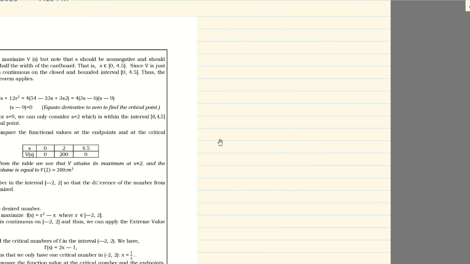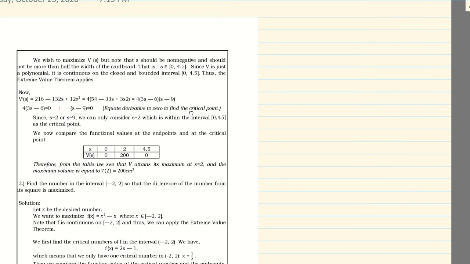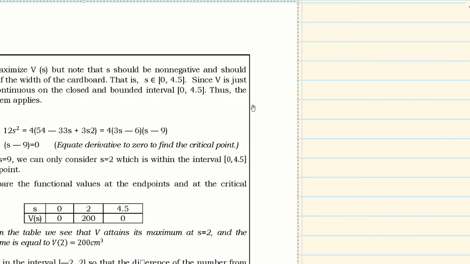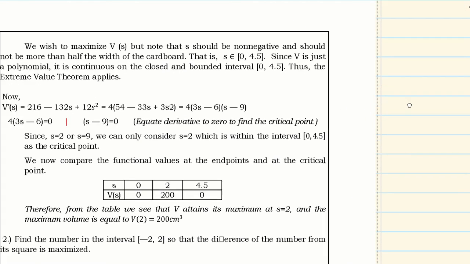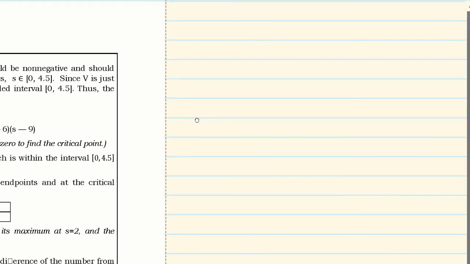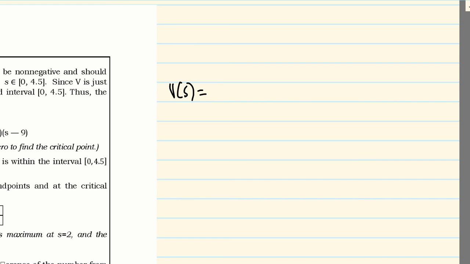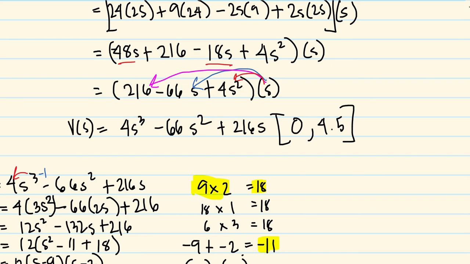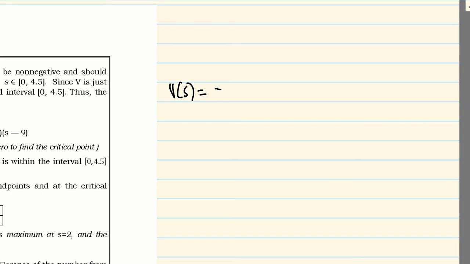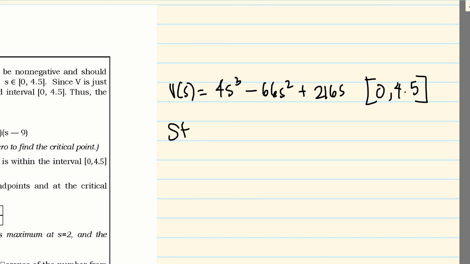Okay, so we proceed here. Now let's copy once again our function, which is V(s) equals 4s cube minus 66s square plus 216s, with the interval of 0 to 4.5. And then we proceed to step 2.